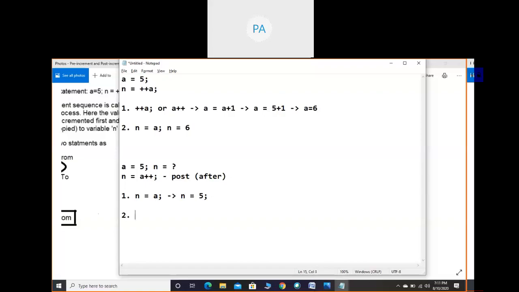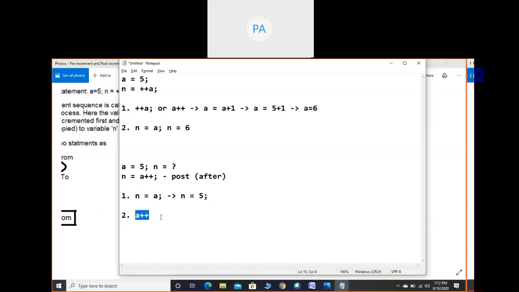So the second operation is a plus plus. See, just observe the statement. From this statement what we have done, first we have taken n equals to a as one statement, then we have taken a plus plus as another statement. In the previous case, first we took plus plus a as one statement, then we took n equals to a as another statement. So first we did plus plus a, then n equals to a. In the second case, whereas post increment, first we have to do n equals to a, then a plus plus.